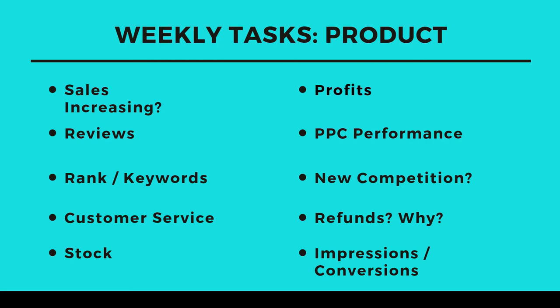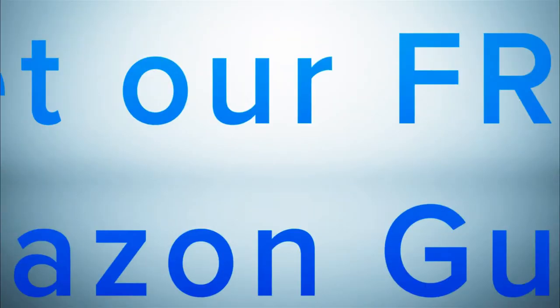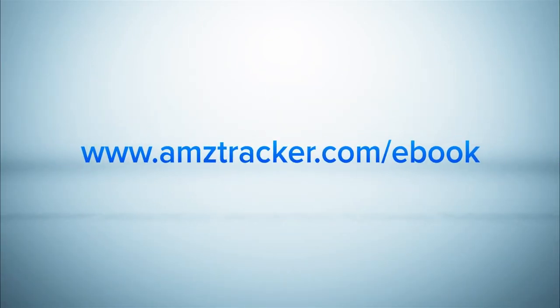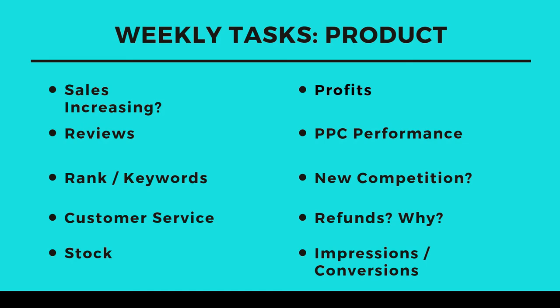Okay, so the very first thing I look at, of course, is the sales for the week. And how is that product performing? What's the trend? What's the daily average sales? How does that compare to last week? How does that compare to this time last year for the same product if we've been selling it for more than a year? Is the trend increasing?